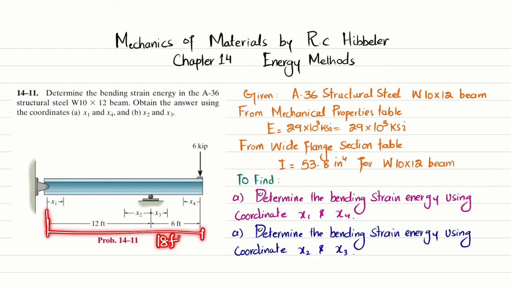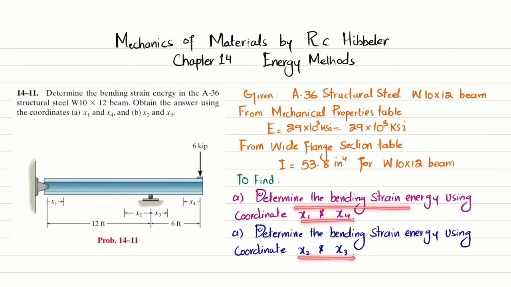From the table of mechanical properties for A-36 steel, E is 29 times 10 to the power 3 ksi, and from the wide flange section table, the moment of inertia I for this beam is 53.8 inch to the power 4. I will show you that later. So we have to determine the bending strain energy using x1 and x4, and x2 and x3. Let's start with the solution.